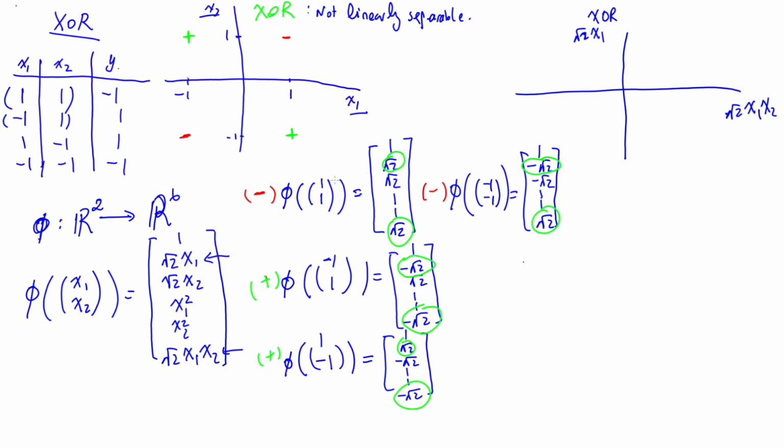Okay, so for the transformation of 1, 1, we're going to get root 2, root 2. So we're going to get a point here. This is the point that's negative, and the coordinate is root 2, root 2. Similarly, for negative 1, 1, negative 1, negative 1, that's also a negative point. We're going to get the point negative root 2, root 2, right? So this point here. Negative root 2, root 2.